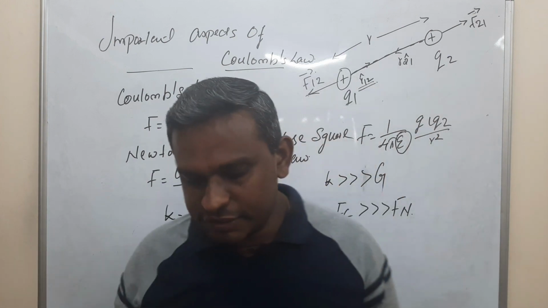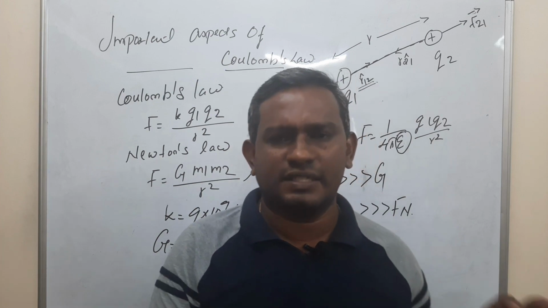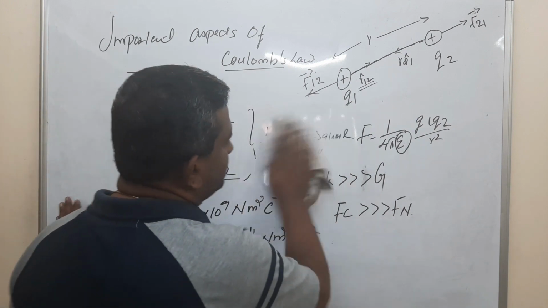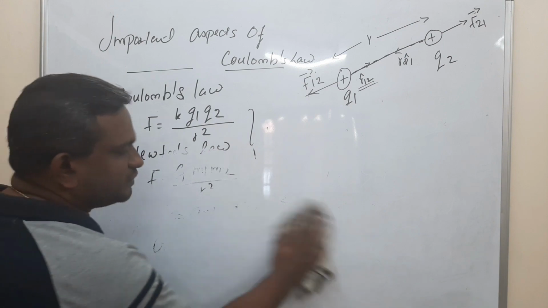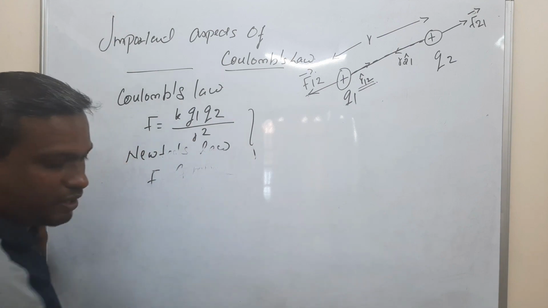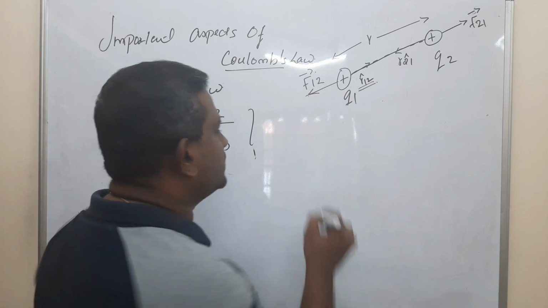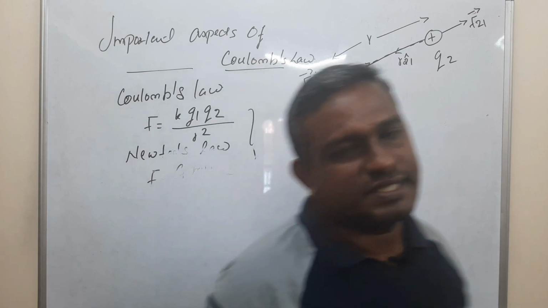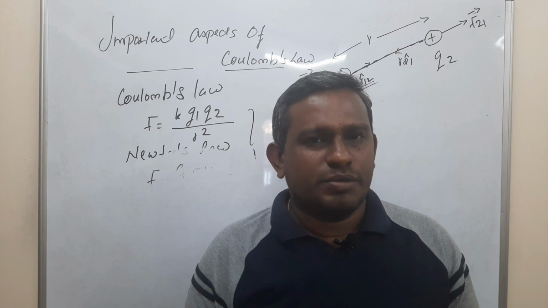The last point on the aspects of Coulomb's law is the point charge concept. The electrostatic force, the force of attraction or repulsion, is between two point charges. Point charges is an ideal concept only. A point charge means a charge placed at a point, the charge at that point. So it is an ideal, imaginary concept.